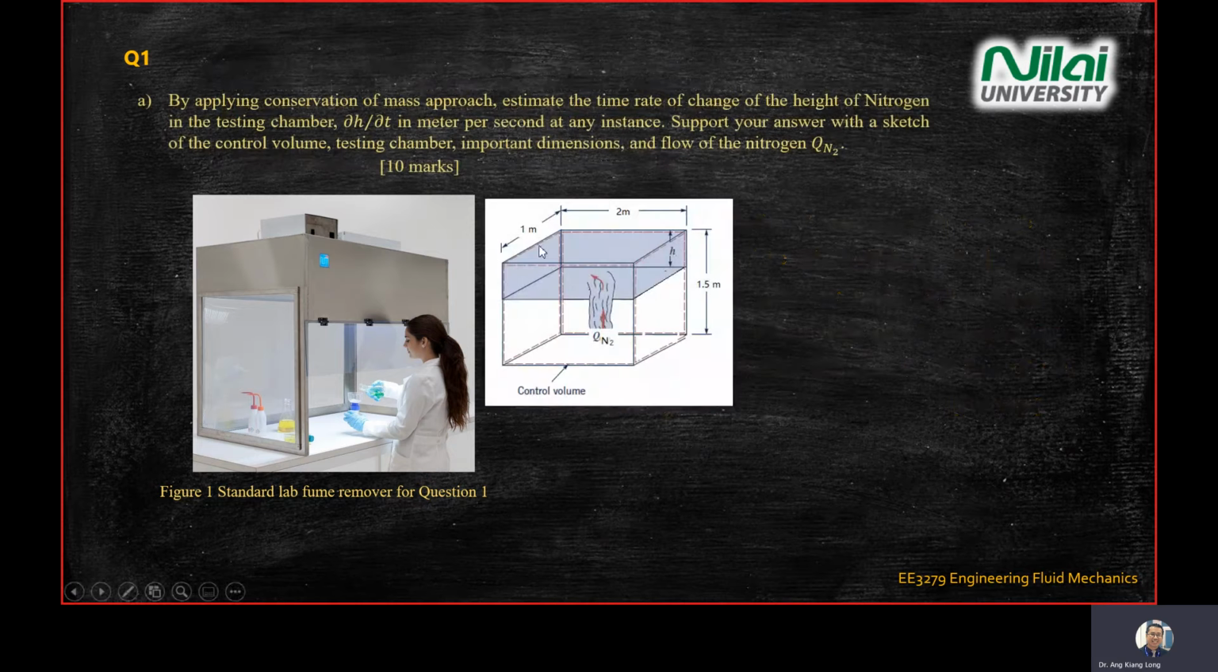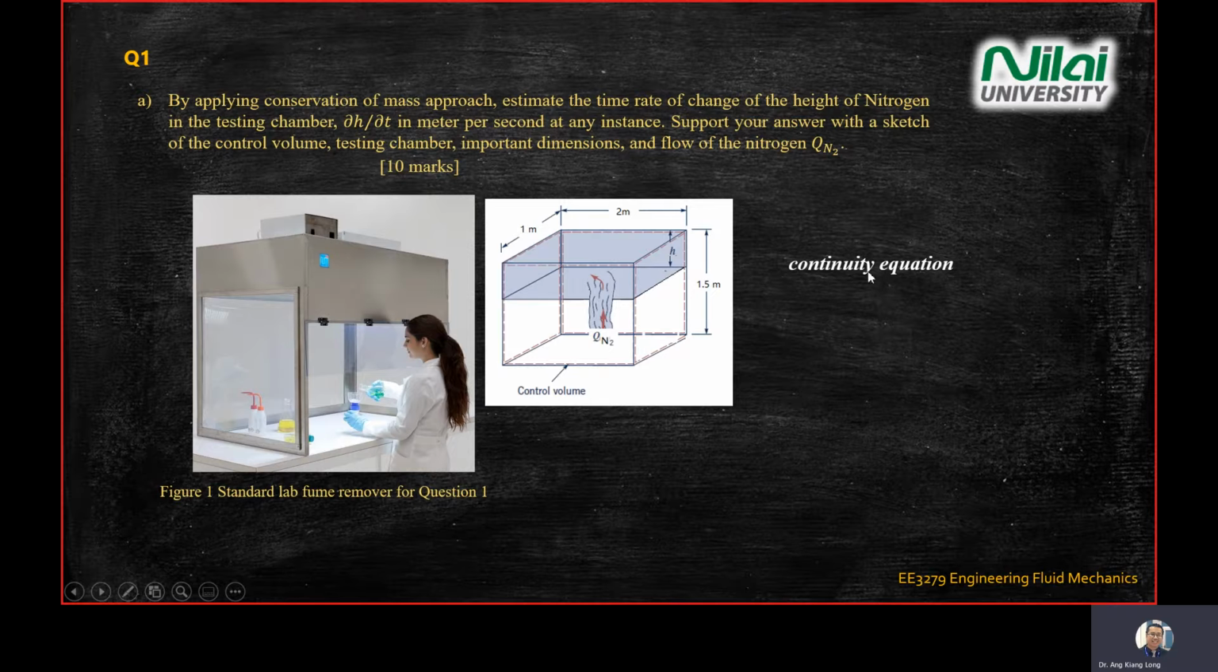When you're answering this one, you should draw something like this. Given all the dimensions, 1 meter, 2 meter, 1.5, and then input the control volume with the dashed line. And then the nitrogen gas comes from below, because the chemicals were mixed inside here. The reaction of your chemicals will create nitrogen, and nitrogen will rise to the top of the chamber. And then give an H here. So this diagram will give you some marks.